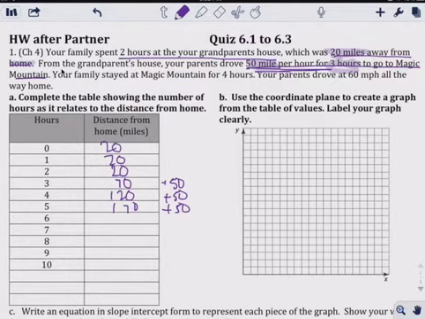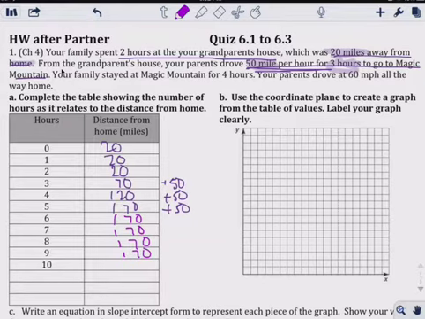Your family stayed at Magic Mountain for 4 hours. So at 170 miles from home, your family stops and stays for 4 hours. Here's hour 1, hour 2, hour 3, and hour 4. No change in rate, 0.